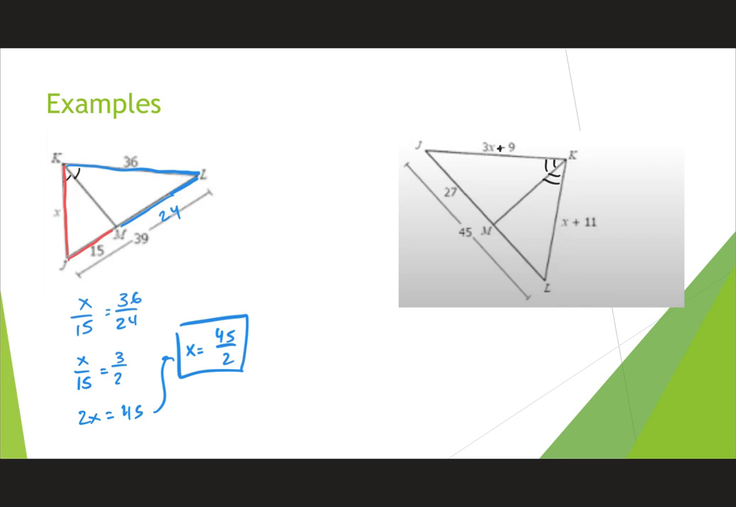When the video plays again, you'll see the setup. So as you can see in the second problem, I went with the bottom part of the triangle as one ratio and the top part of the triangle as my second ratio. And again, the reason why I did that is because 27 and 18 are both divisible by 9, and that just gives me smaller numbers.